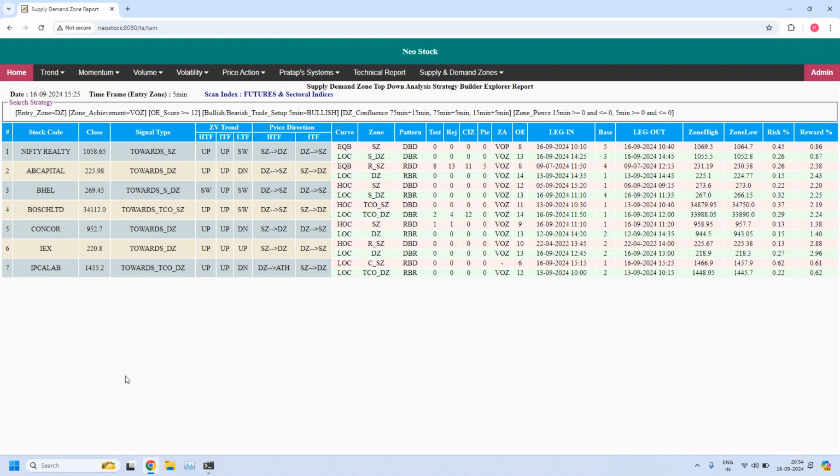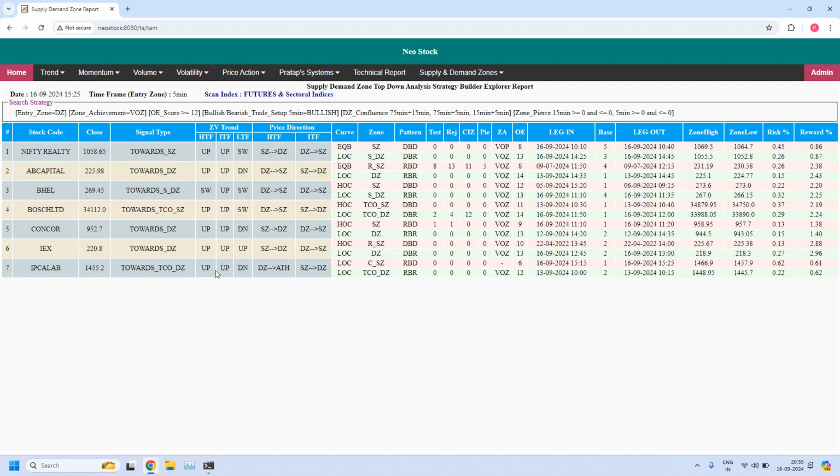7 stocks are filtered out of 12. For all these 7 stocks, the meaning is the 5-minute zone is part of the 15-minute zone, and 5 minutes and 15 minutes together are part of the daily 75-minute zone. Because in all these stocks HTF is 75 minutes, and the 75 minutes trend is uptrend, except the third one.